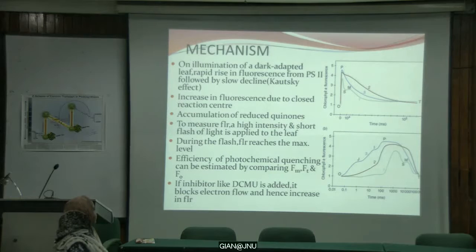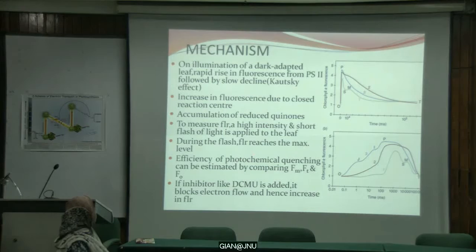This is a linear time scale and this is a logarithmic time scale, and this graph is from Blankenship, the original source being Govindjee in 2011. J and I are the two inflections, and it rises to the maximum at P, and then it attains the steady state level. The efficiency of photochemical quenching can be estimated by comparing FM, FP, and FO. FM is the maximum fluorescence, FP is the fluorescence at time T, and FO is the minimum fluorescence.